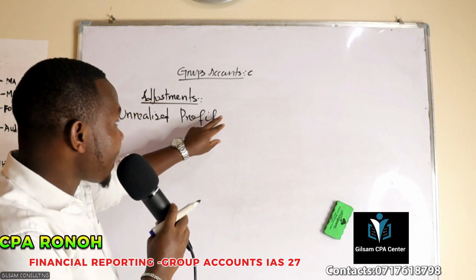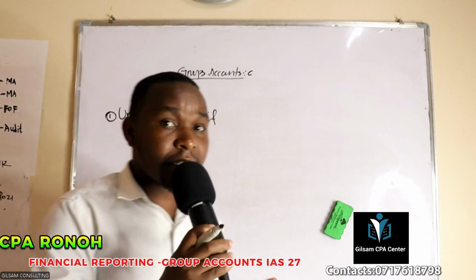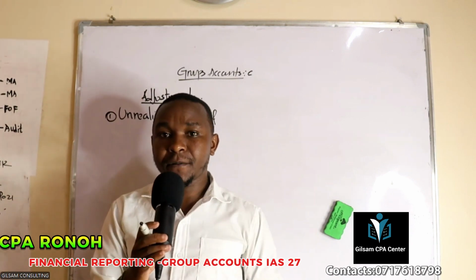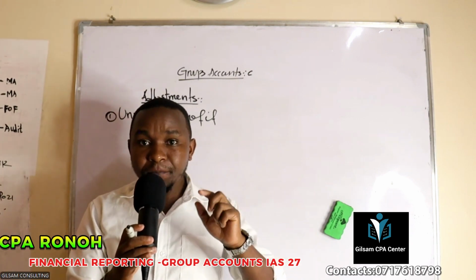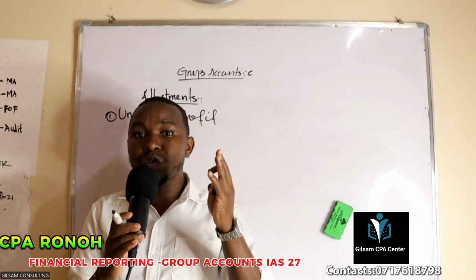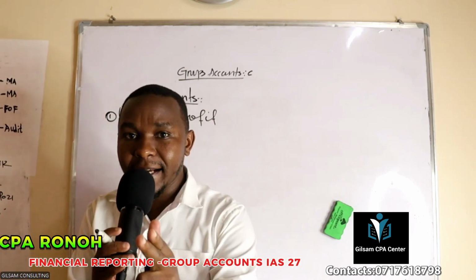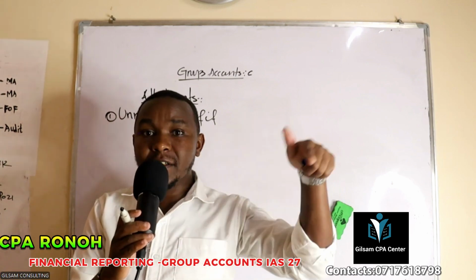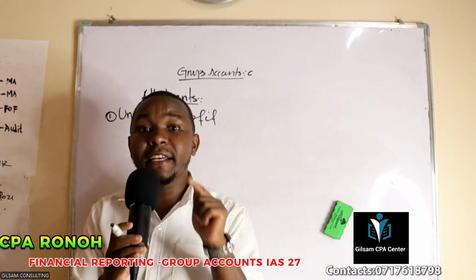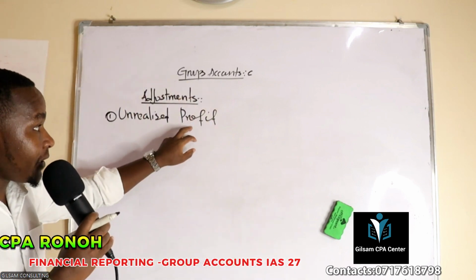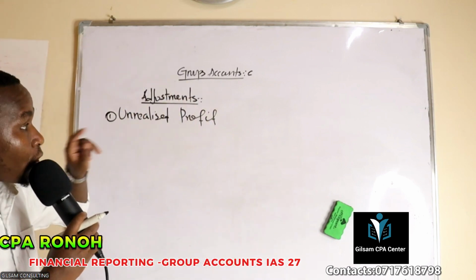When we talk of unrealized profit, it is something that we have not received. It is yet to be received. And this one comes from the group's account. Maybe the parent company sells goods to the subsidiary company, but the subsidiary company has not sold those goods. They are still in their inventory. So there is a profit in there, and we call it unrealized profit.